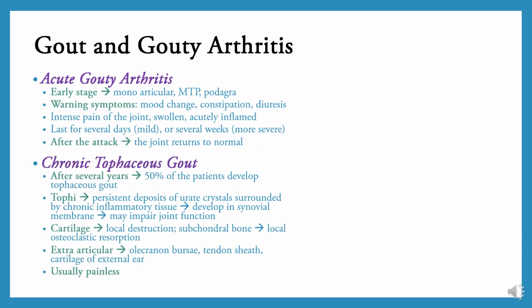For chronic tophaceous gout, after several years, 50% of patients develop tophaceous gout. Tophi are persistent deposits of urate crystals surrounded by chronic inflammatory tissue and may impair joint function. In the cartilage, there is local destruction resulting in local osteoclastic resorption. Extra-articular sites include bursae, tendon sheath, and cartilage of the external ear. It is usually painless.